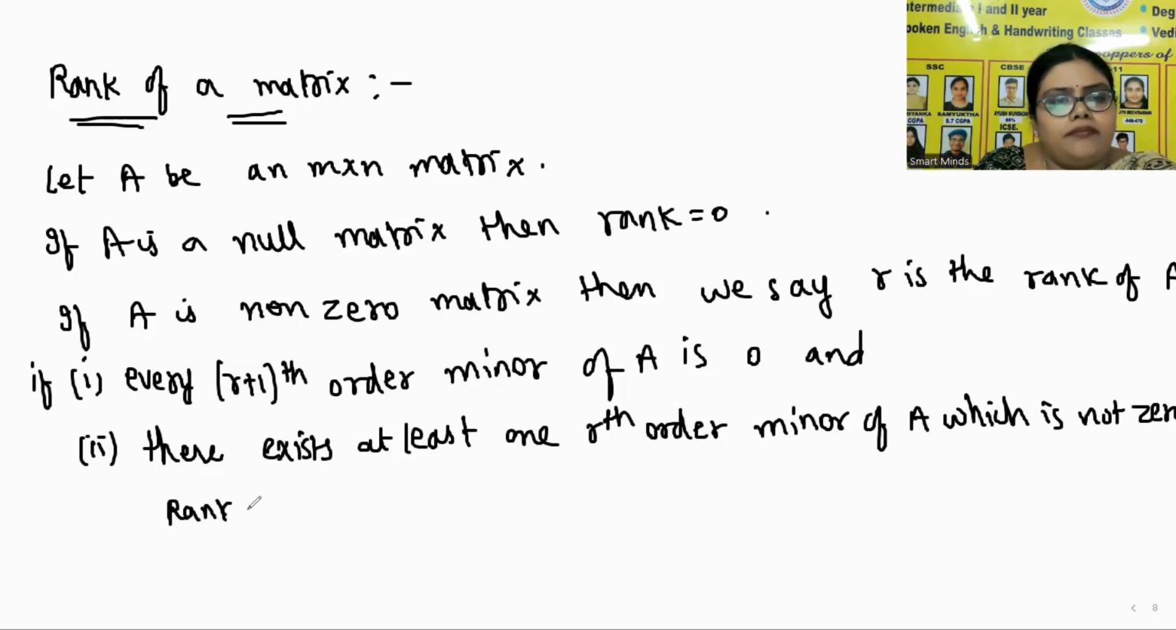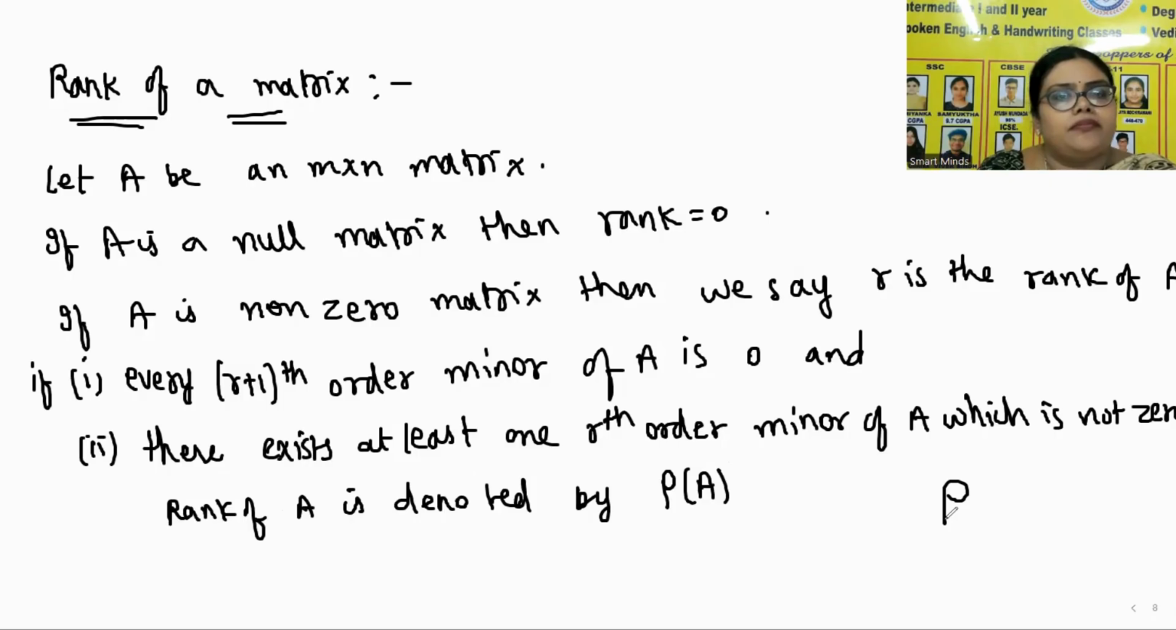The rank of A is denoted by rho of A. This letter is called rho, not P. Okay, we write it this way, see, the reverse way. So this definition is very useful to understand what rank is. To find the rank of A, if m and n are both greater than 4, then this definition will not work. This definition will work only if there are 4 rows and 4 columns at most.